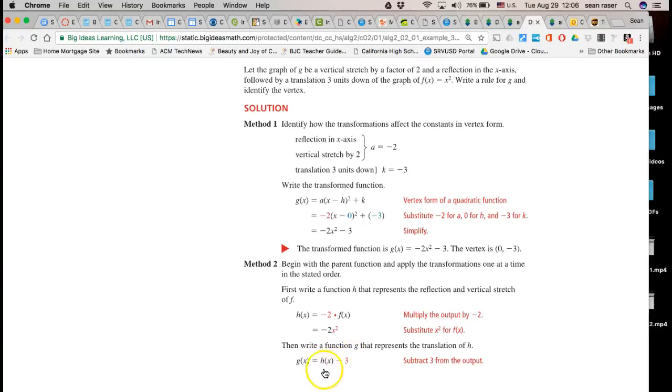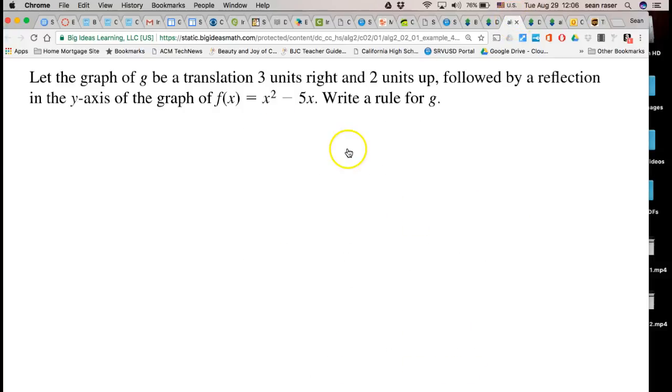And now again, we write it with function form first, and now we just substitute -2x squared for h of x, and we're going to get g of x equals -2x squared minus 3. So that's our transformed function. That's how you take different reflections and write your new rule. When it says write a rule for g, that's just writing your new function. Now I just want to show one last example before I give you your problems.